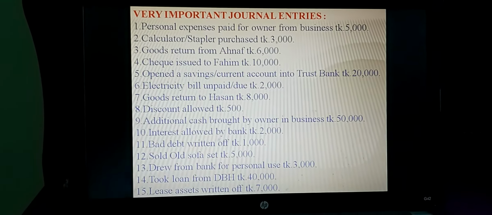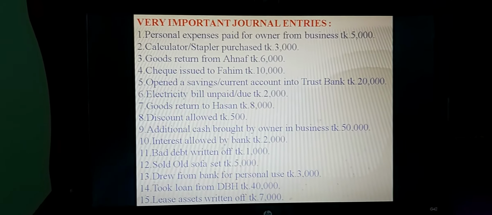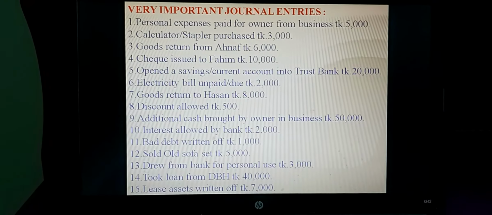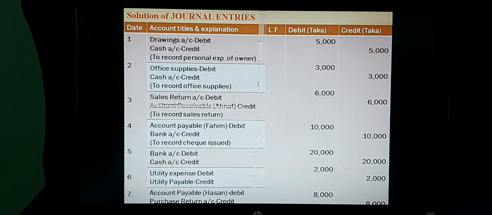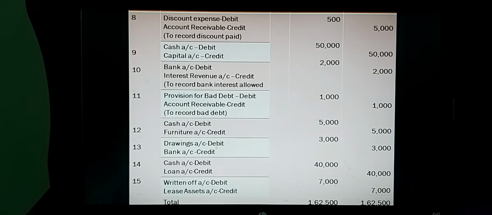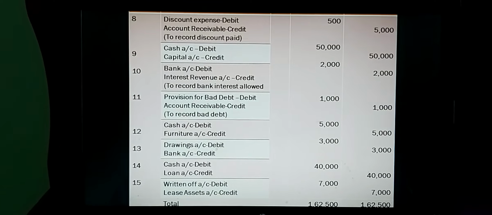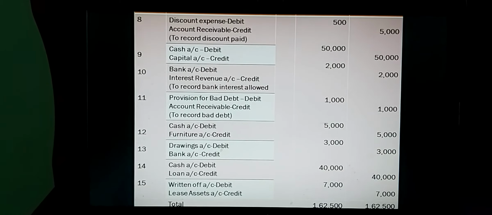So discount expense debit, accounts receivable, that is debtors account credit. You can see the answer in the next slide. Discount expense debit, account receivable credit. In this transaction, debtors account credit may be written to record discount paid.